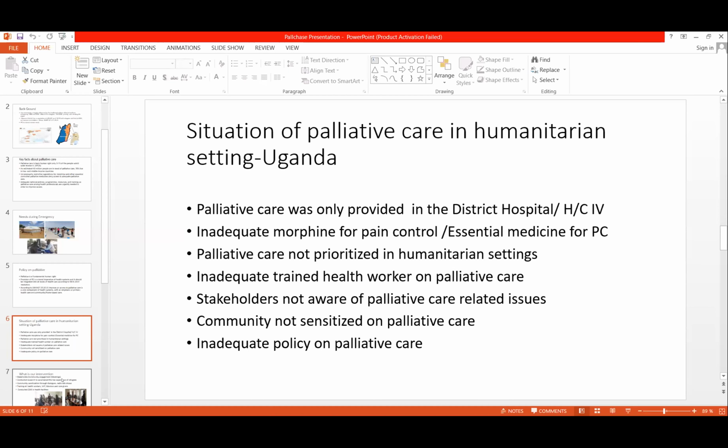And also health workers were so very few, inadequately trained in palliative care. Stakeholders were not aware. When you start talking about palliative care, you need to take time explaining what palliative care is. And the community was not also sensitized at all on palliative care. There were no policy-related issues on palliative care.